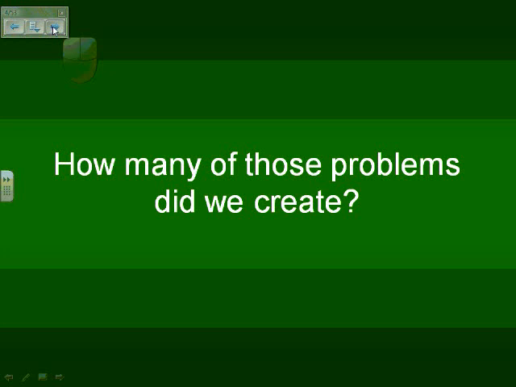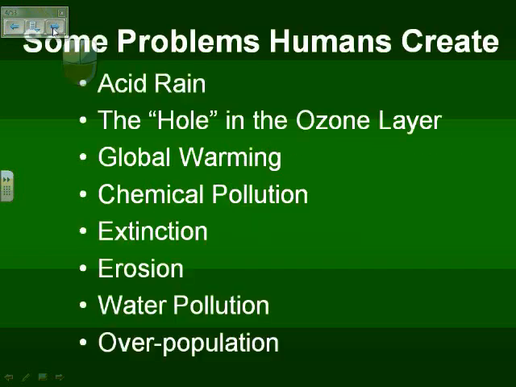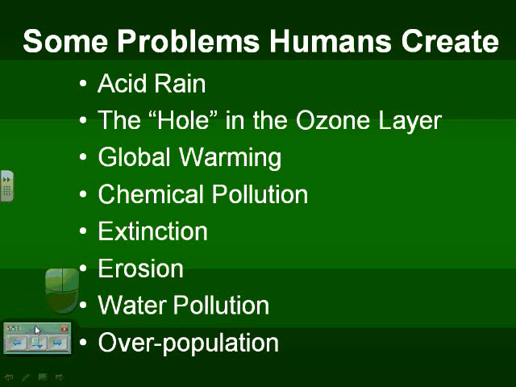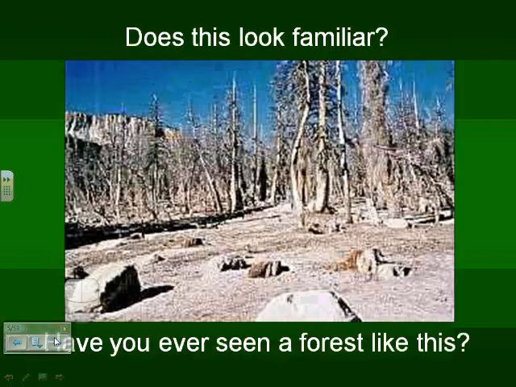Then we think about all the money and time and energy that we spend fixing them, and you realize that for many of them, we're the ones that created them. So we're fixing what we've actually created instead of just stopping creating them. So some of the problems that we've created in our environment: acid rain, the hole in the ozone layer, global warming, chemical pollution, etc.